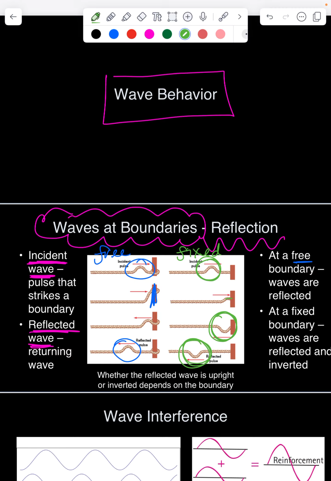So at a free boundary, whenever they reflect, they're just going to be the same wave. If it comes as a crest, it's going to leave as a crest. If it comes as a trough, it's going to leave as a trough. But with a fixed boundary, as it reflects, meaning as it bounces back, it's going to be inverted. If it comes as a crest, it's going to leave as a trough. If it comes as a trough, it's going to leave as a crest. So that's relatively easy.